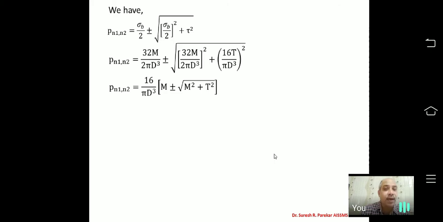So whenever I have a problem on bending moment and torsion, and that is for a solid shaft, not a hollow shaft, keep in mind, then I can directly use this equation: Pn1, n2 equals 16 upon pi d cube into M plus minus root of M square plus T square.